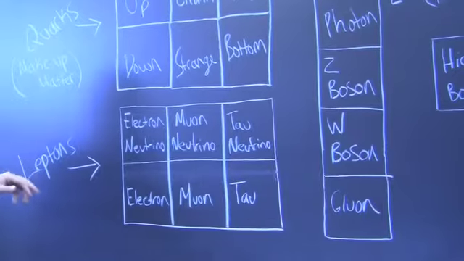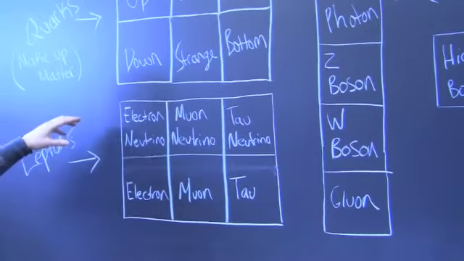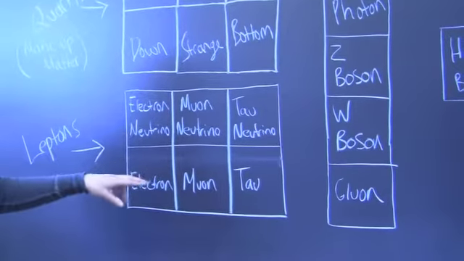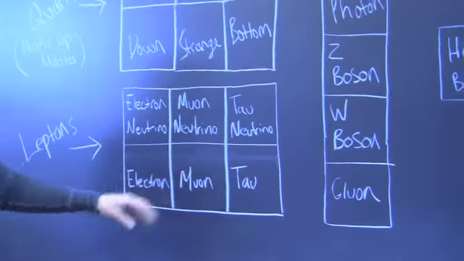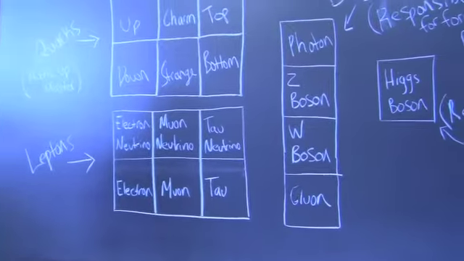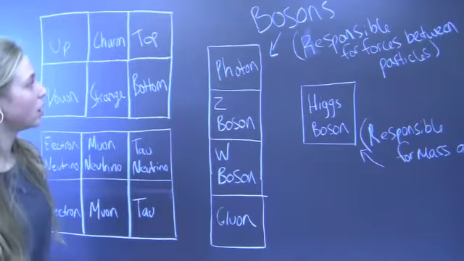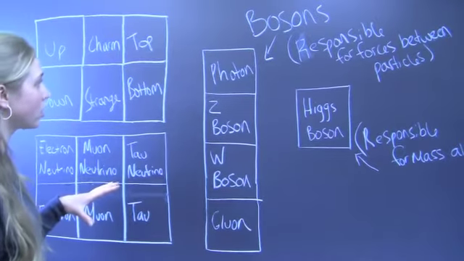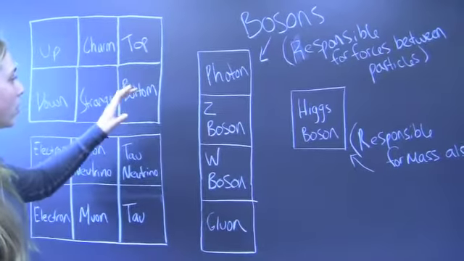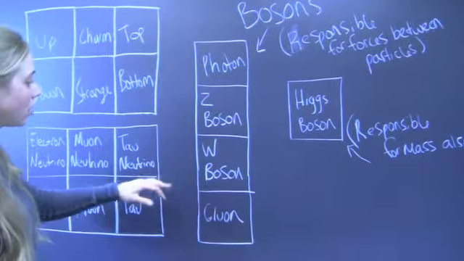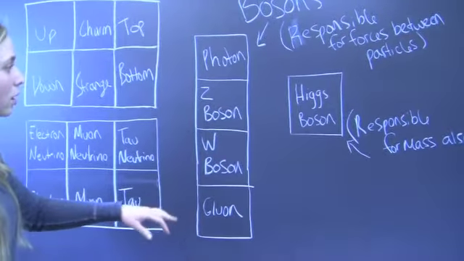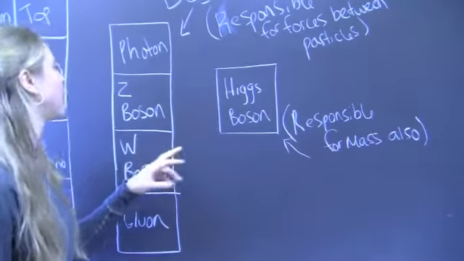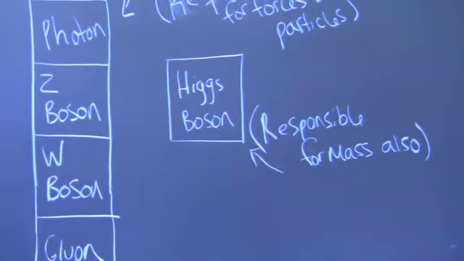The types of leptons we have are the electron, electron neutrino, muon, muon neutrino, tau, and tau neutrino. Then we come over to bosons, and bosons are responsible for forces between particles. Those are photons, Z bosons, W bosons, and gluons. Then we have the Higgs boson, which is responsible for mass, as well as the quarks and leptons.